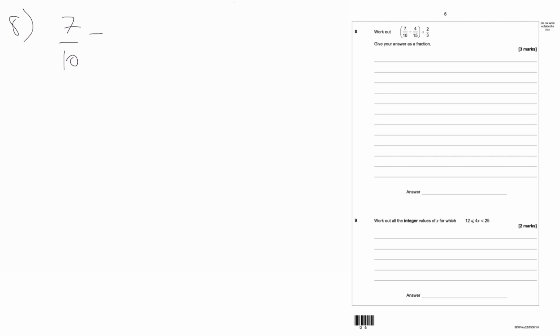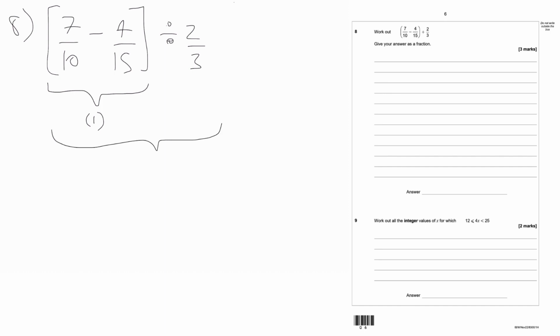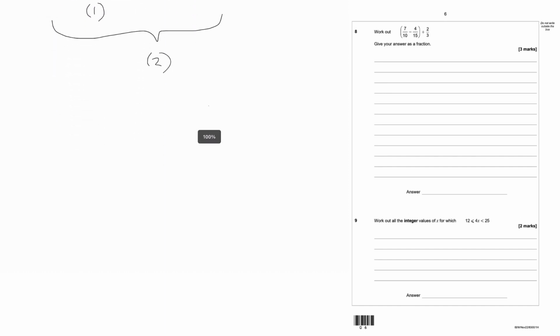So moving on to question 8, and we have 7 tenths minus 4 fifteenths divided by 2 over 3. So let's break this down into two parts. Part 1, we're going to work out what 7 over 10 minus 4 over 15 is. And then, after we've simplified that, we're going to bring that back in and divide it by 2 over 3. So that's the second part.